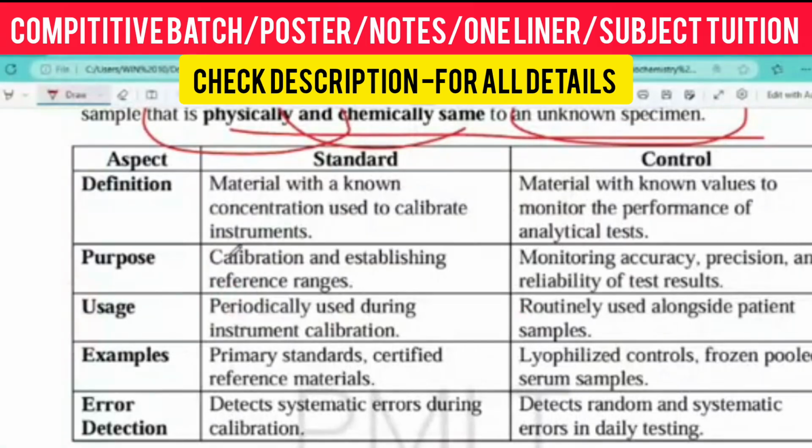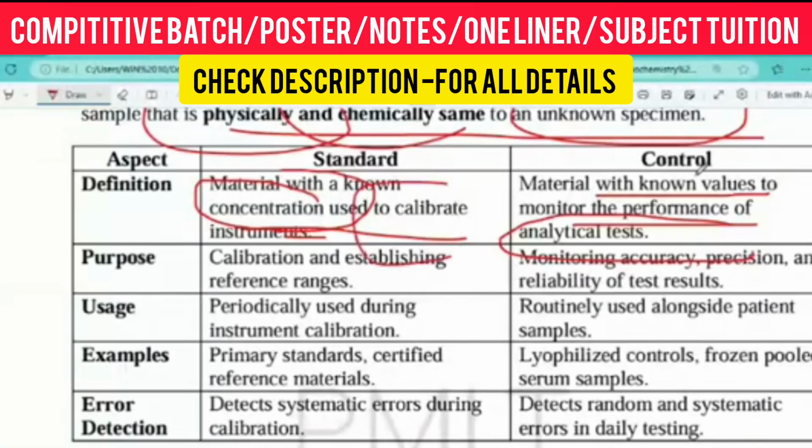See, one is standard, another one is control. Standard means the material of known concentration used to calibrate the instrument. Getting my point? It should be a purified concentration, and it helps in comparison. Control is the material with a known value used to monitor the performance and analytical precision of this test.